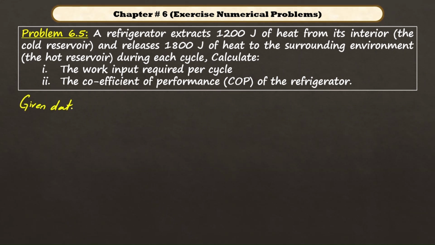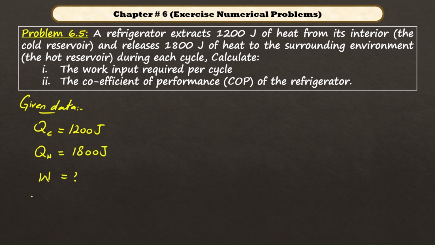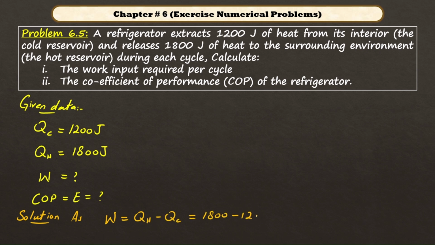So, given data, QC is equal to 1200 joule and QH is equal to 1800 joule. We have to find work is equal to question mark and coefficient of performance, meaning E is equal to question mark. Solution: as for a refrigerator, W is equal to QH minus QC. By putting the values in this formula, it becomes equal to 600 joule.